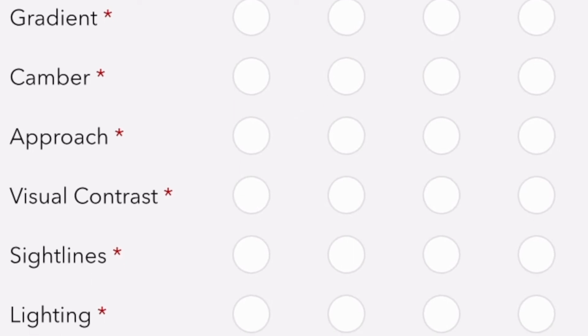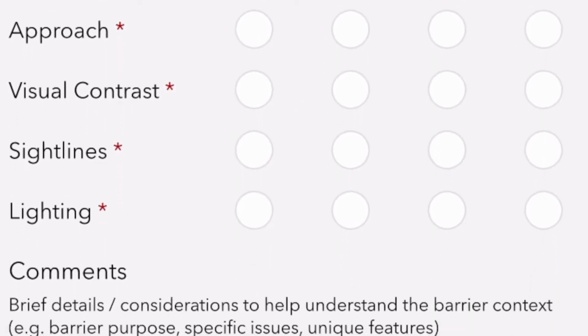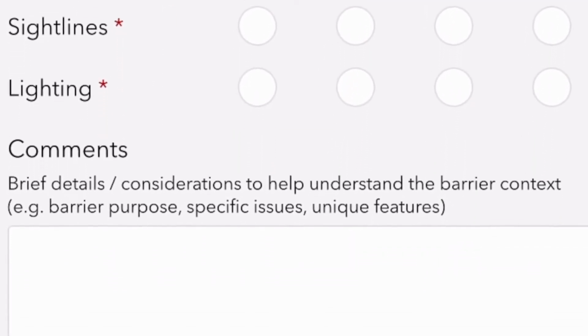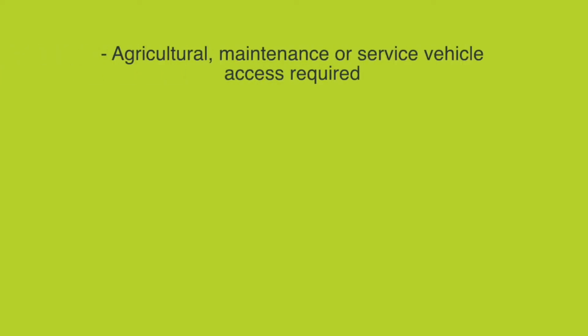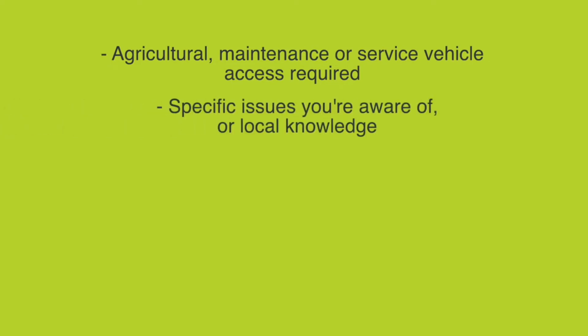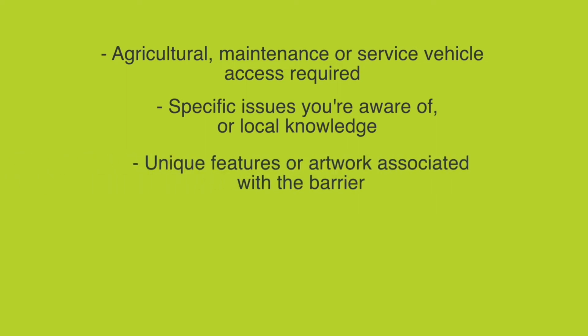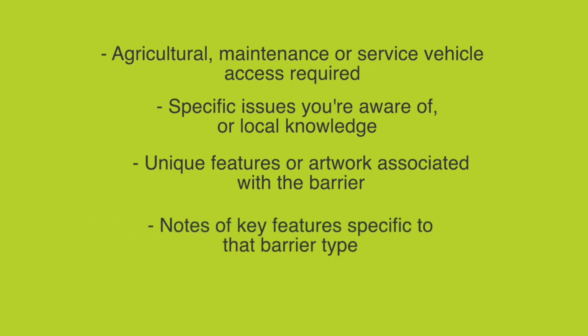Add any further information or comments that may help with understanding the context or details of the barrier. For example, agricultural, maintenance or service vehicle access required, specific issues you're aware of or local knowledge, for example the area is prone to flooding, conflict between different users, safety or misuse, unique features of artwork associated with the barrier that might have significance to the local community, any notes of key features specific to that barrier type.